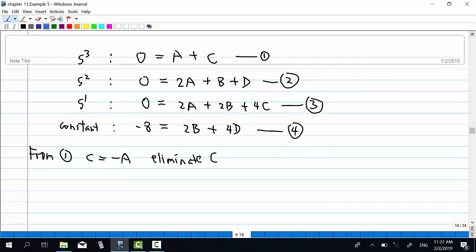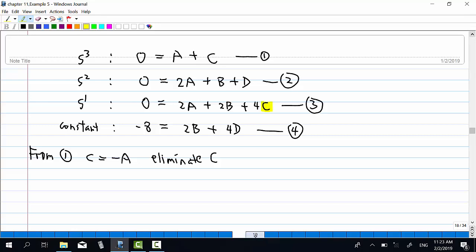For these 4 equations, I look at the first equation, c equal to minus a. I will eliminate c. So c will be replaced by minus a. So all the c will be replaced. For example, the third equation, I have a c there. So this c will be replaced by minus a.